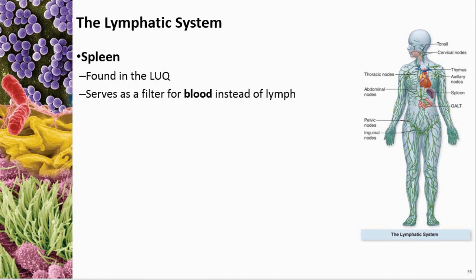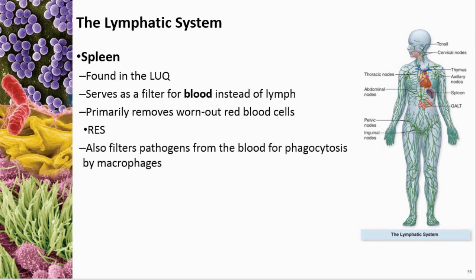But it's primarily because of the other function of the spleen, which is to recycle red blood cells that have worn out. So we call this the reticuloendothelial system, which we've already discussed. But that reticuloendothelial system has a huge function in recycling these red blood cells. The other thing that it does is filter out the pathogens so that the macrophages can phagocytize them.